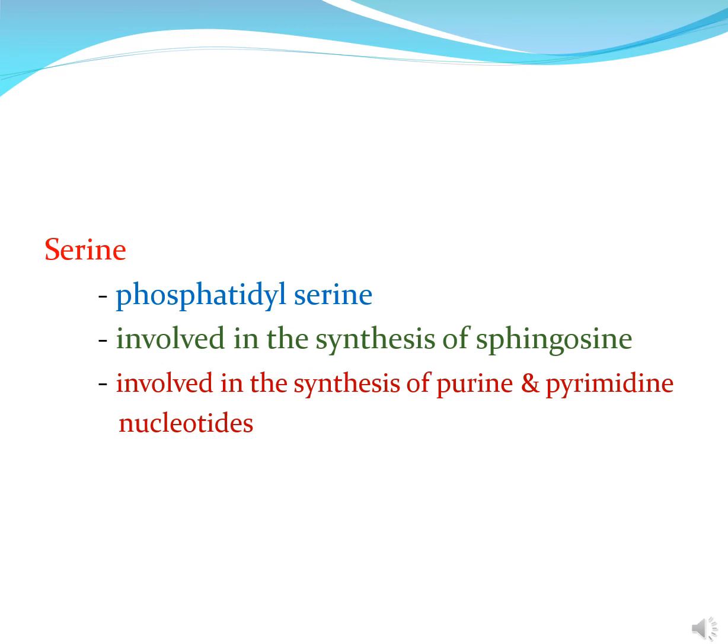Serine is used for synthesis of an important compound, phosphatidylserine, an important phosphoglyceride present in the cell membrane. It has a very important function. We discussed it in the previous year. Also, serine is important for synthesis of sphingosine, so it is important for phospholipids and sphingolipids. Serine is also involved in the synthesis of both purine and pyrimidine nucleotides.